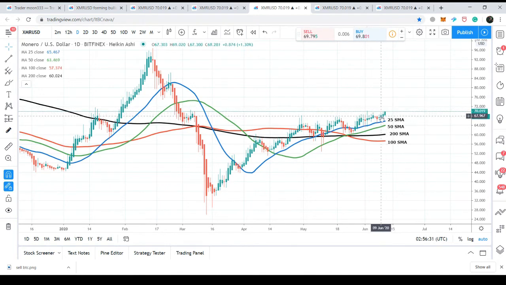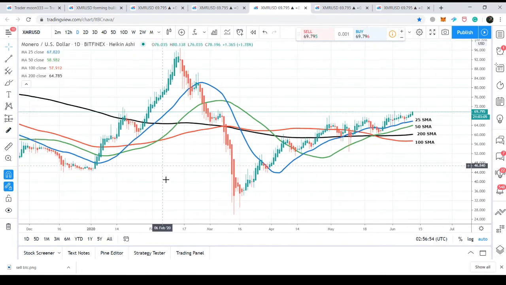At this time, we can see that the smallest time period moving average is above all other moving averages, and then we have 50, then 200, and then 100. If this 100 simple moving average crosses up the 200 simple moving average, then a complete open alligator mouth will be formed, and that can lift the price action very, very strong bullish.